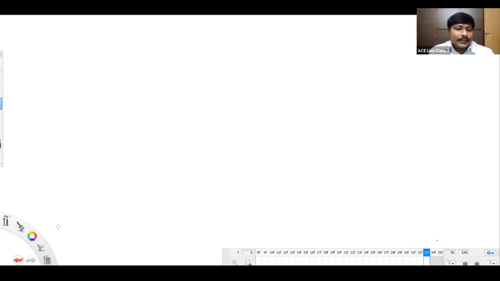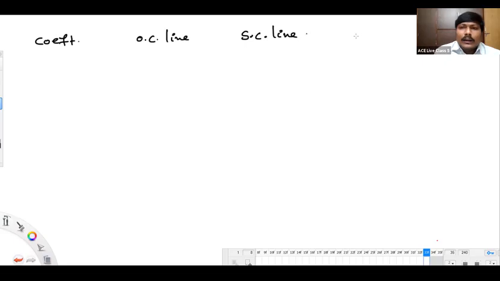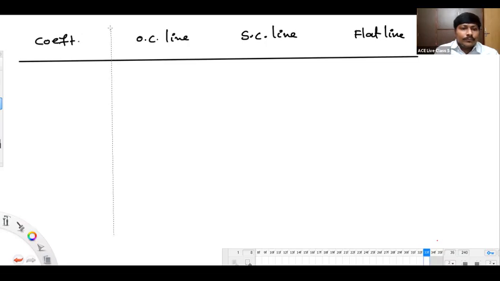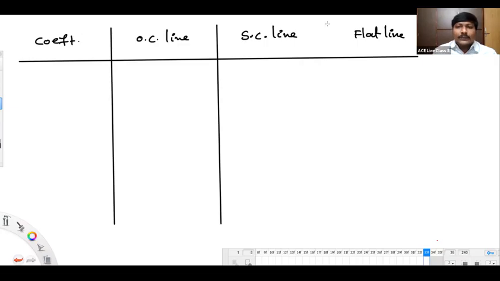So let's take up a small table here. Coefficient, I will write here. And I'll say for open circuit line, and then here it is for short circuit line. And the last one I am saying is flat line. I want to know what will be the coefficients for each and every category. Four coefficients you have now. How will the coefficient value be for open circuit line, short circuit line, and then for the flat line?